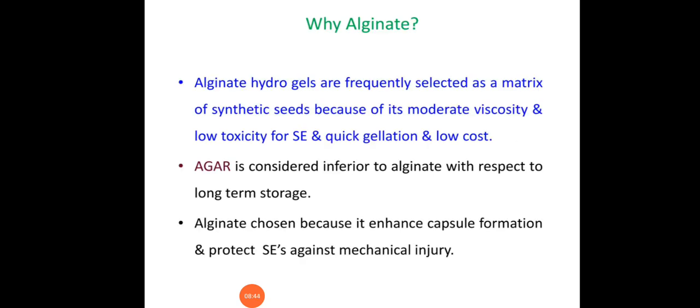Why are we using alginate? Alginate hydrogels are frequently selected as a matrix for synthetic seeds because of their moderate viscosity, low toxicity to somatic embryos, quick gelation, and low cost. Agar is considered inferior to alginate with respect to long-term storage. Alginate is chosen because it enhances capsule formation and protects somatic embryos against mechanical injury.